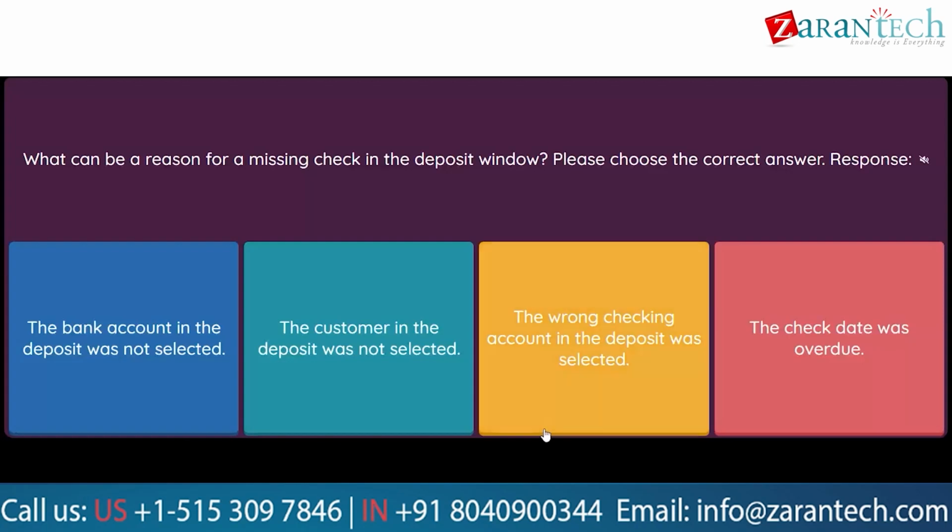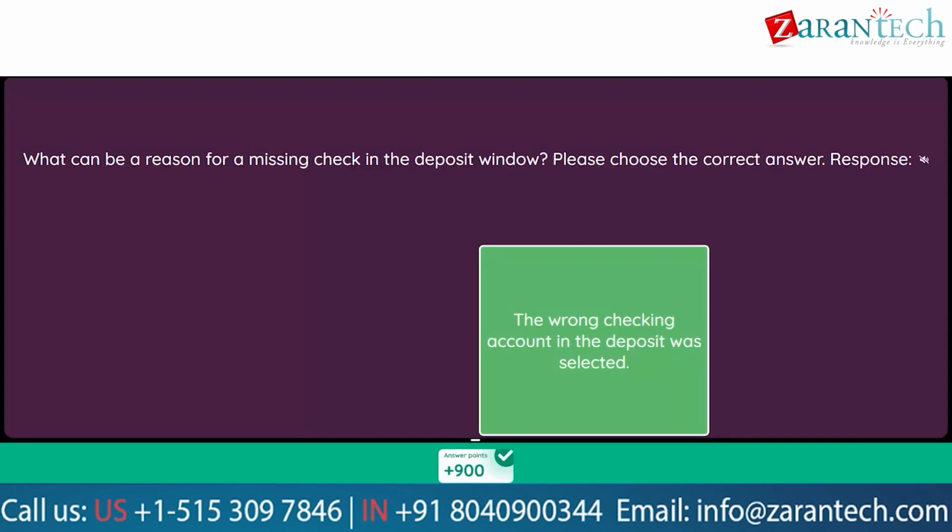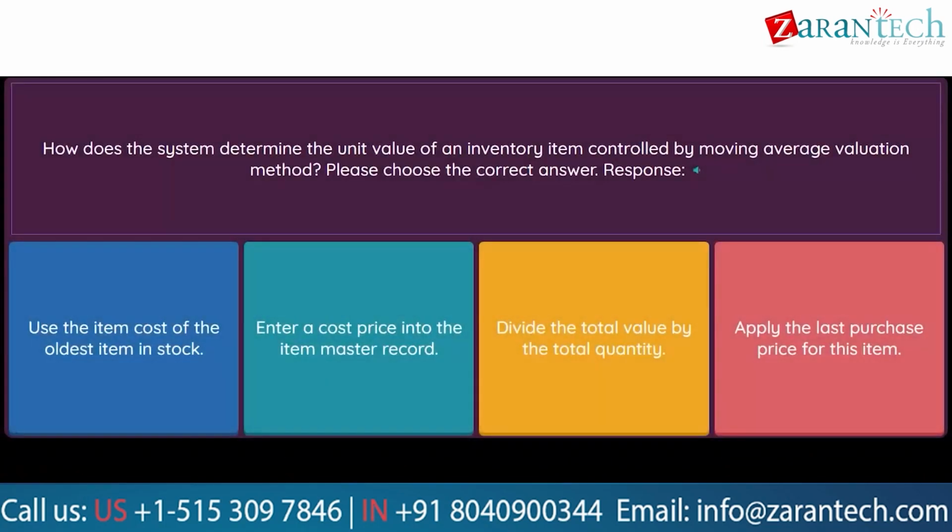Question: How does the system determine the unit value of an inventory item controlled by moving average valuation method? Please choose the correct answer. Response: Option 1, use the item cost of the oldest item in stock. Option 2, enter a cost price into the item master record. Option 3, divide the total value by the total quantity. Option 4, apply the last purchase price for this item.